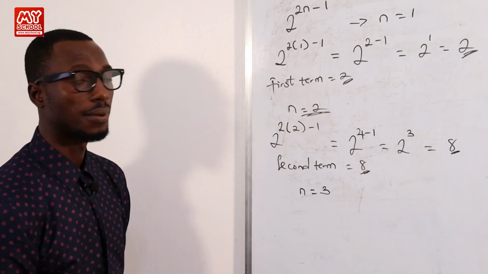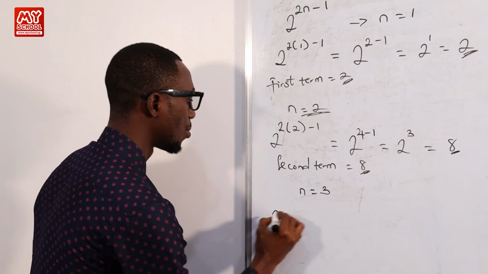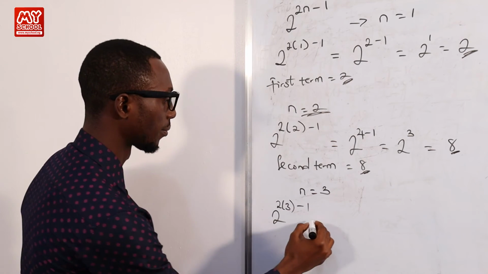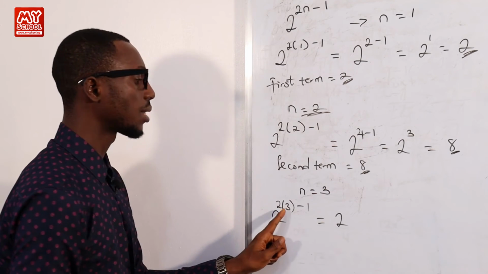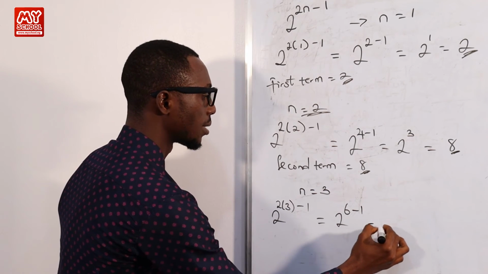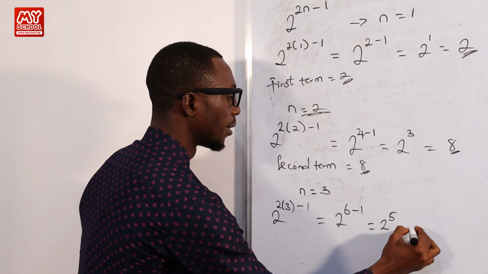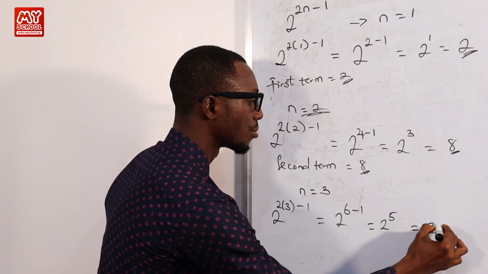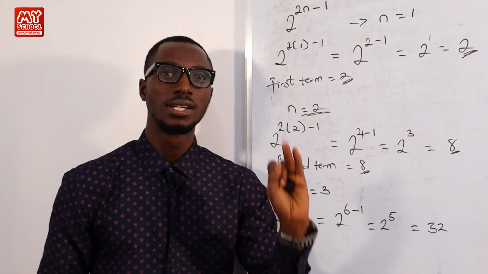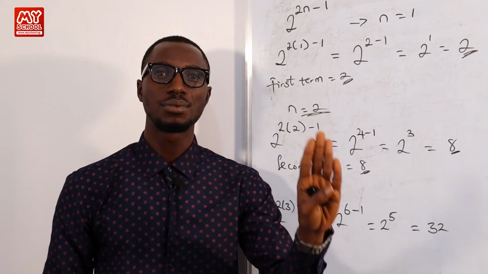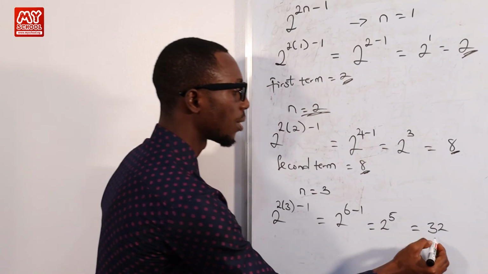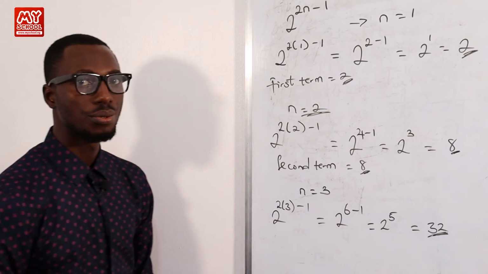Now let's go to the third term, which is 3. That is 2 raised to power 2 into bracket 3 minus 1, which equals 2 raised to power, 2 times 3 is 6 minus 1. That is 2 raised to power 5. And that equals 32. From 2 times 2, that's 4, times 2, 8, times 2, 16, times 2, 32. So our third term is 32.